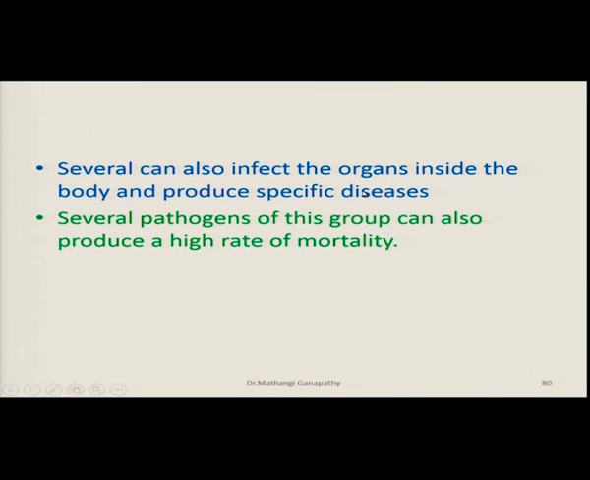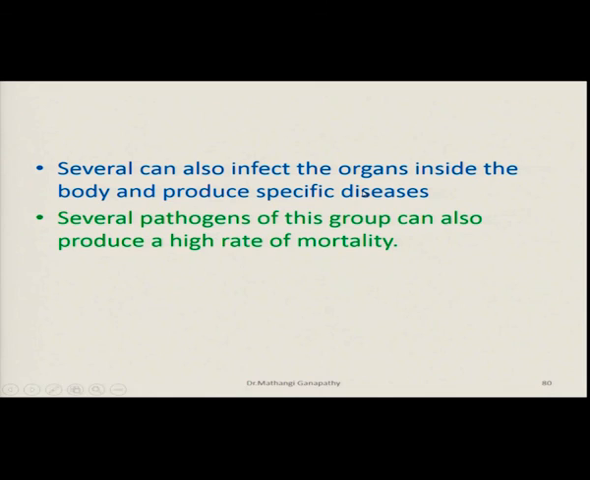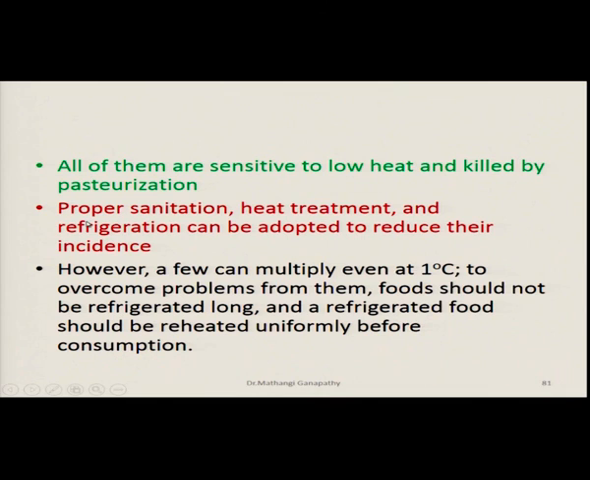Several can also infect the organs inside the body and produce specific diseases, like we saw in the case of hepatitis A. Once it reaches the gut, it migrates to the liver and there it shows the symptoms. So, not only in the enteric area, but it can also cause disease in the cells to which they migrate. And several pathogens of this group can also produce a high rate of mortality. All of them are sensitive to low heat and are killed by pasteurization. Proper sanitation, heat treatment, and refrigeration can be adopted to reduce their incidence.